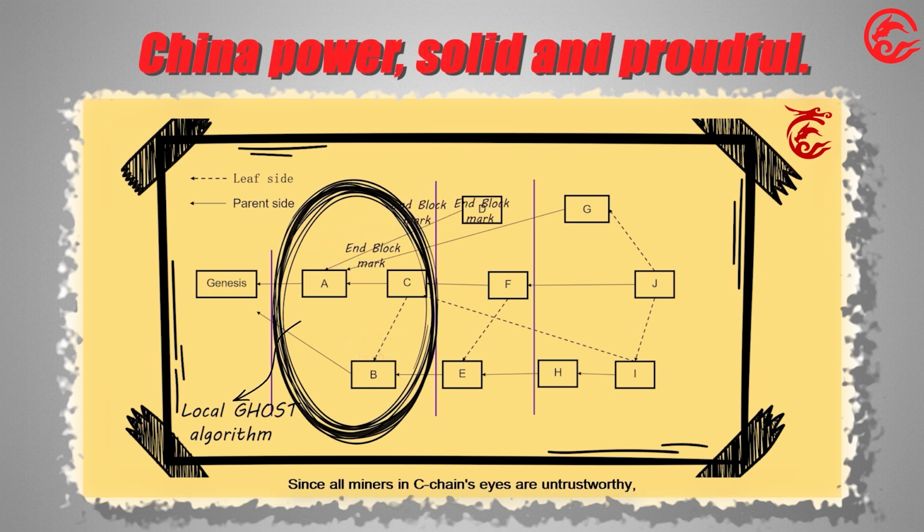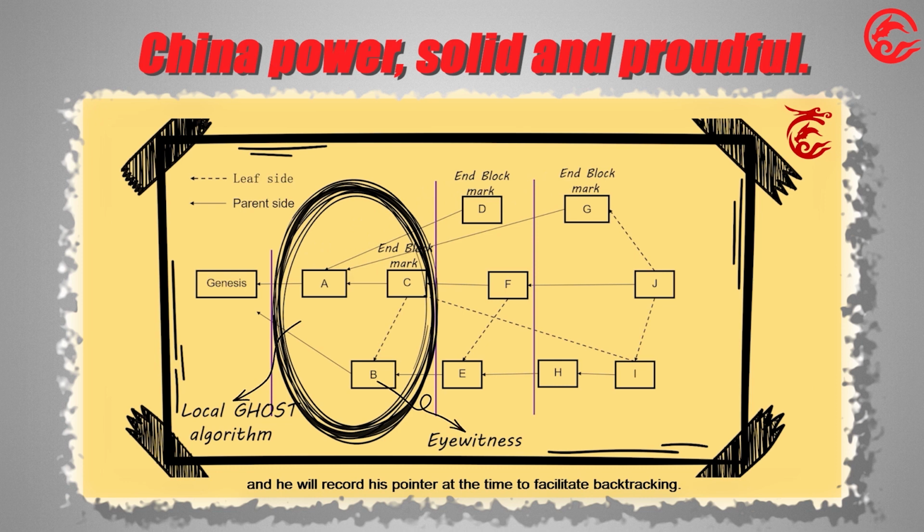Since all miners in C-Chain's eyes are untrustworthy, we call the wrong block an eyewitness, and it will record its pointer at the time to facilitate backtracking. This is the C-Chain consensus mechanism.